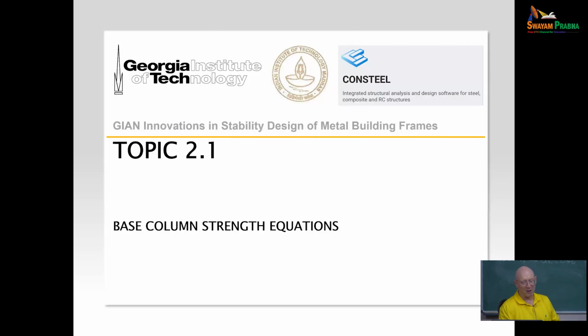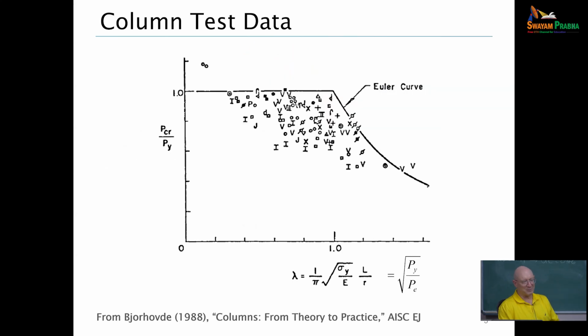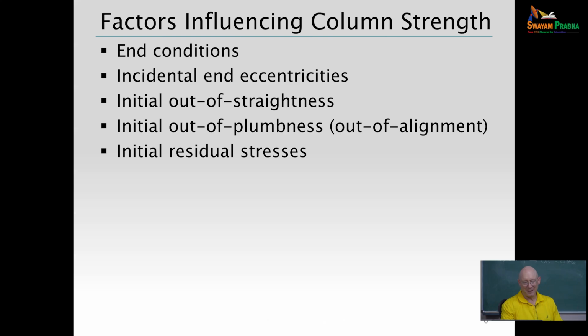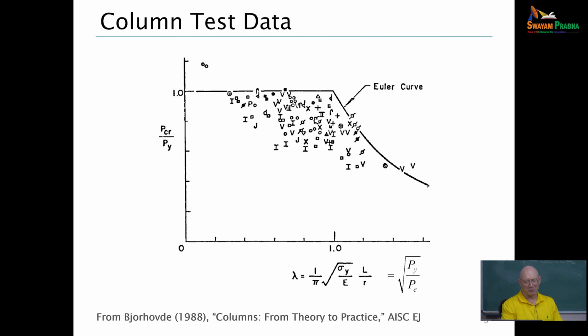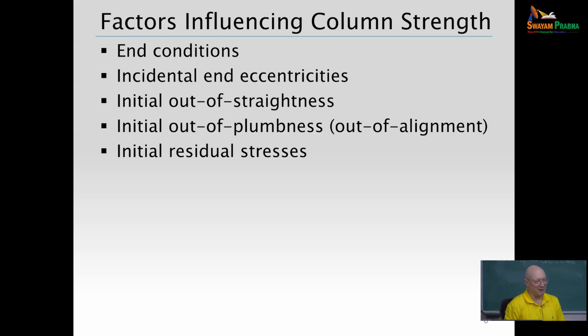So let's talk about the base column strength equations here just a little bit. If we look at column test data, typically if we just put all the tests of everything out there on a plot, this is what Dr. Bjorhovde did in 1988. You get a nice, lovely cloud that kind of fits under the yield load and the elastic buckling curve on the right. Those are just all simply supported columns, say. But then in general, what happens?